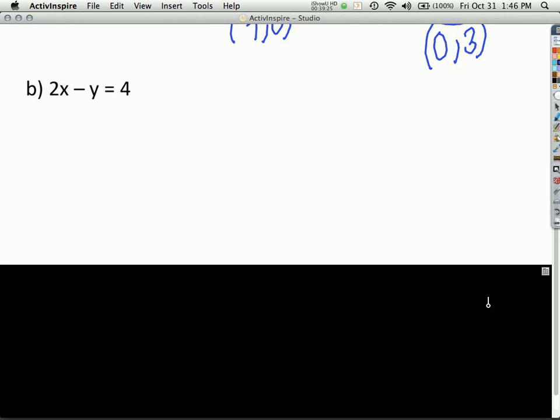Just to make sure we're getting practice and we're understanding and we're moving forward, let's do it again. But this time, we're going to go faster. No need to go slow. X-intercept we're going to find, and then we're going to find the y-intercept.